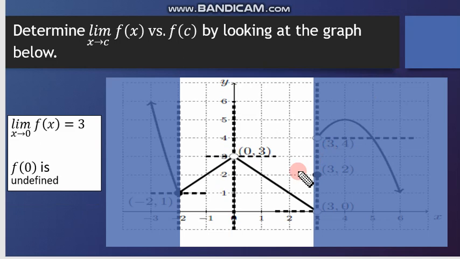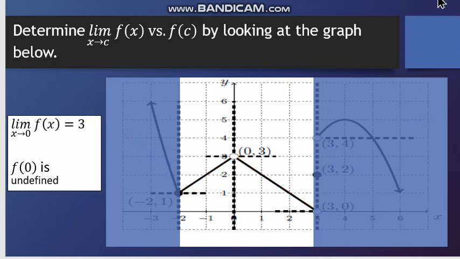Another one is the limit of f of x as x approaches 0 and f of 0. Now we can see as we trace from the left side as x approaches 0, that y is equal to 3. At the right side, it's the same. As we trace from the right side, the graph also approaches y is equal to 3. Therefore, the limit is equal to 3.